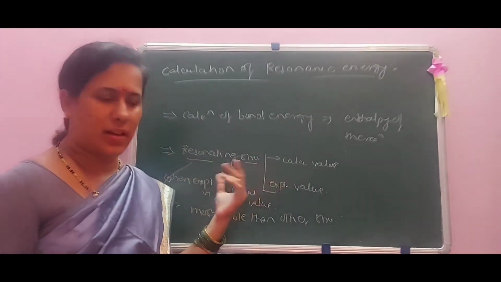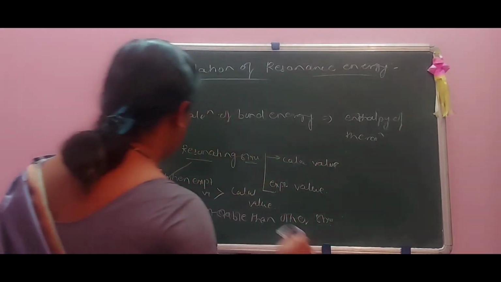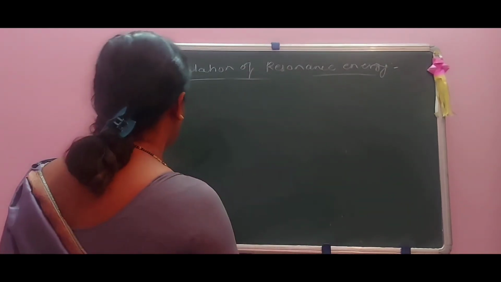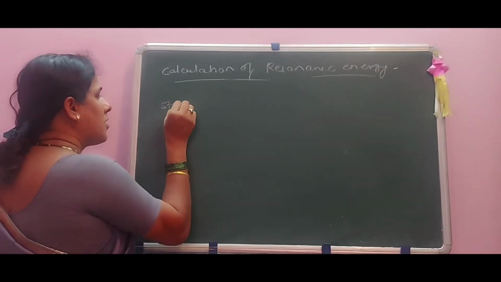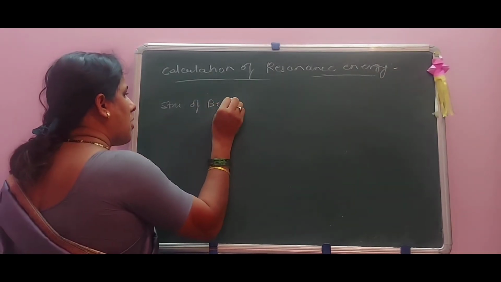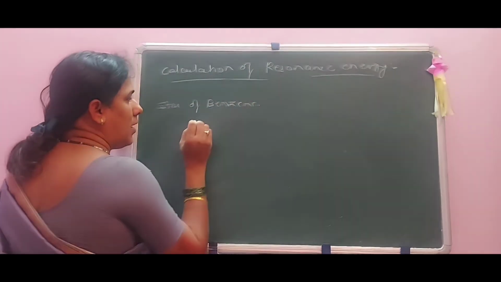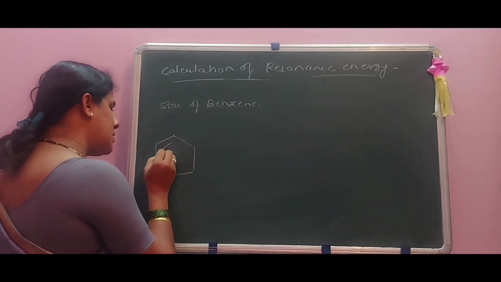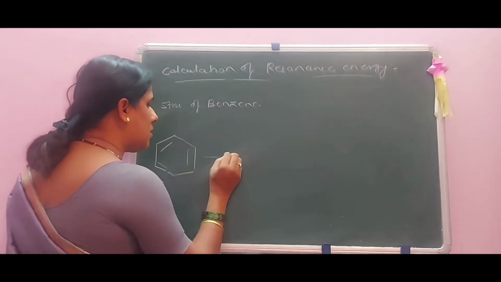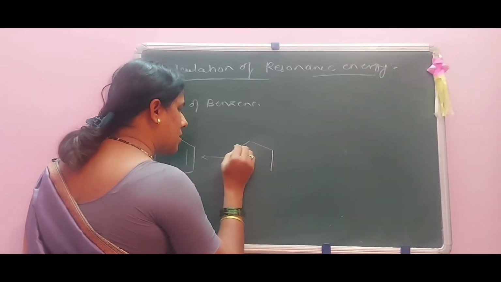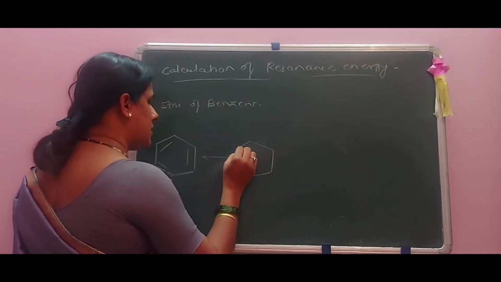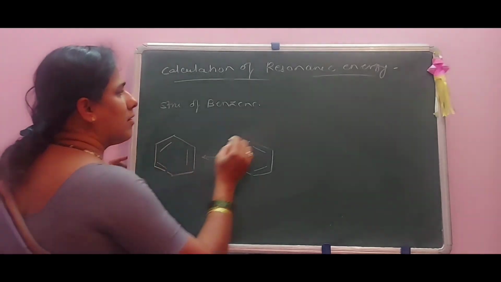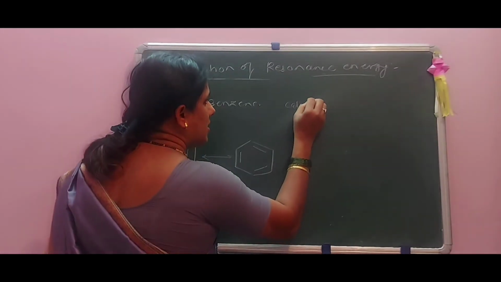For simplicity, we can take the example of benzene. See here, the structure of benzene according to Kekulé's formula. This is the structure of benzene. It is also compared with a structure like this. Now we have to calculate first the value. What is the calculated value?